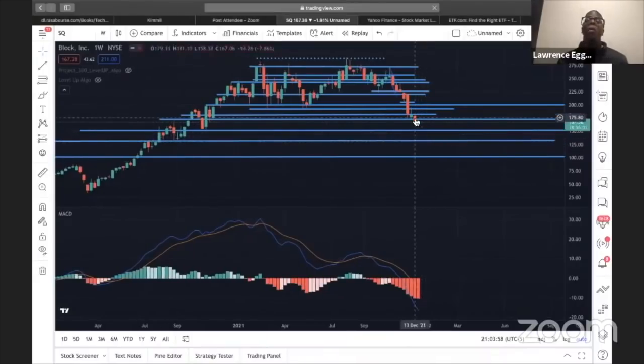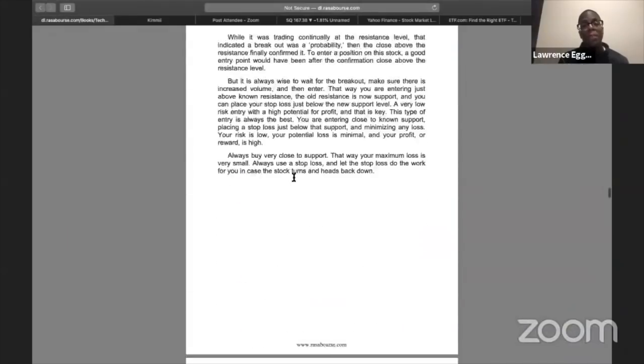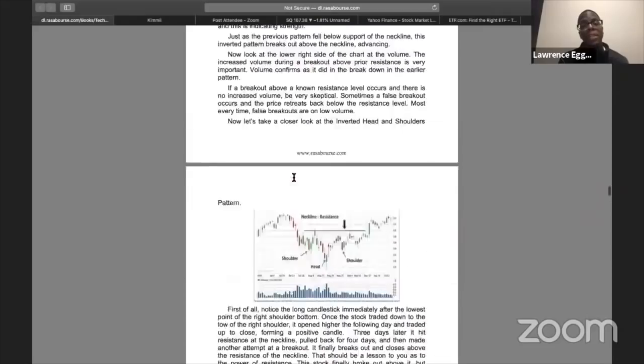So what I tell people is that you want to buy quality companies when they go on sale and when they go cheaper. A lot of times you can see that from a technical standpoint. So the art of charts is really here in this book. Now, I tell people, man, it's important and imperative that they actually read this book.